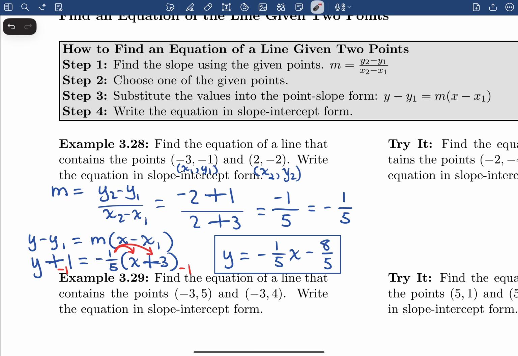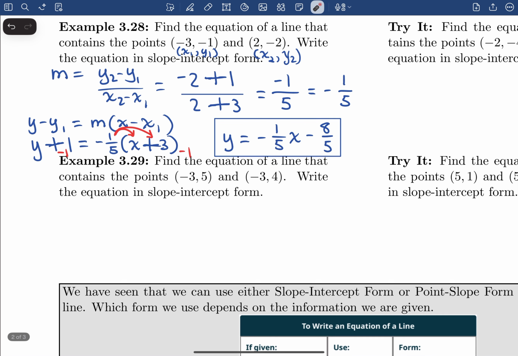We now chose one of the points. I chose this first point. You could have chosen this point. It doesn't matter. And we substitute those things into point slope form, right? So I wrote point slope form. I substituted in y1 and x1 and the slope. And then I did some algebra to solve for y and get this thing into slope intercept form.